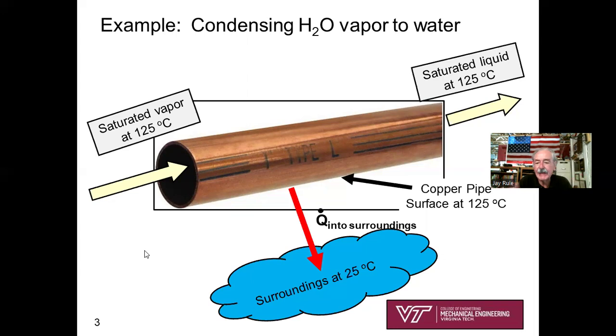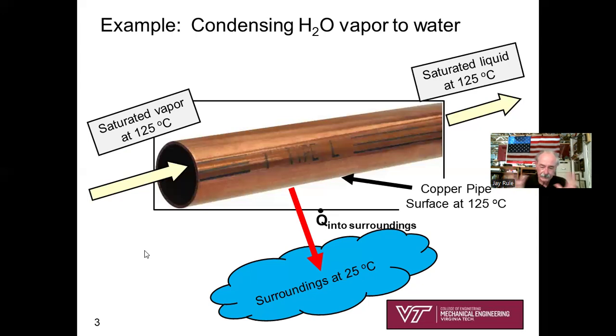If I gave you the mass flow rate, you could, with the given information, saturated vapor at 125 degrees C coming in and coming out as saturated liquid, dribbling out of the pipe, saturated liquid at 125 degrees C. So it's condensing at a constant temperature. You could calculate the heat transfer, couldn't you? The copper pipe is not lifting a weight. There's no work involved. There's no shaft coming out of the copper pipe, okay?